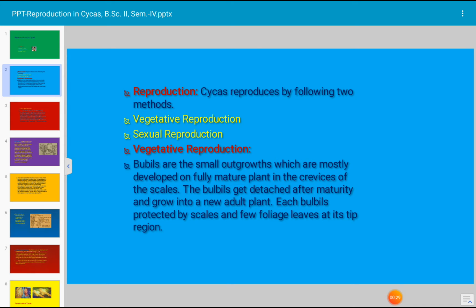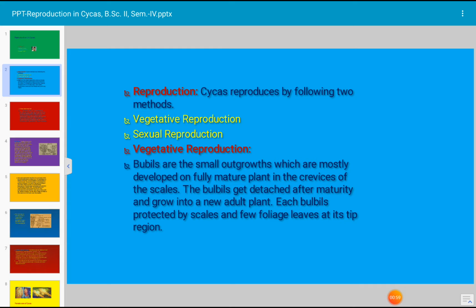The cycas plant is a xerophytic plant. It produces small bulbils on the stem. The mature plant stem shows several bulbils, and the bulbils are the small outgrowths which are mostly developed on a fully mature plant in the crevices of the scaly leaves. The bulbils get detached after maturity and grow into a new adult plant.